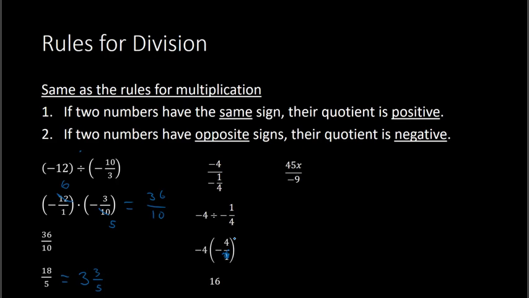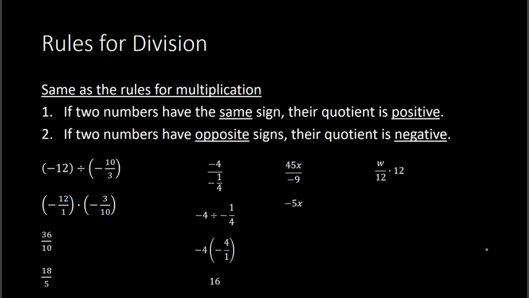Next we have 45x divided by -9. Here we have a variable thrown in, but the process is still the same. We can look at the number part, the 45 and -9. We can reduce by dividing both by 9. When I do that, I have 5 on the top and a -1 on the bottom. So I have 5x over -1, which you can think of as just -5x over 1, or just -5x. That is the same thing. So my solution is -5x.